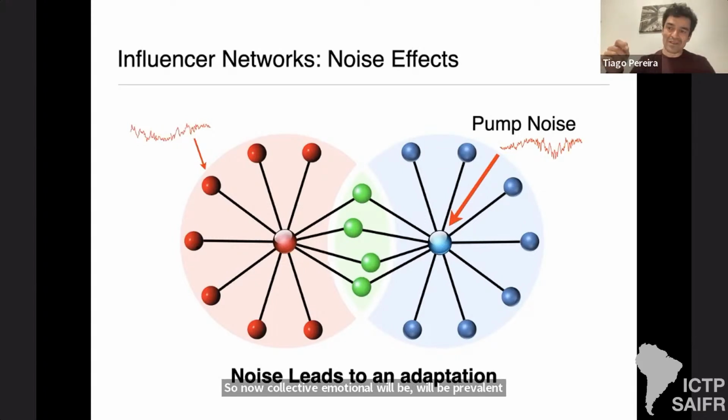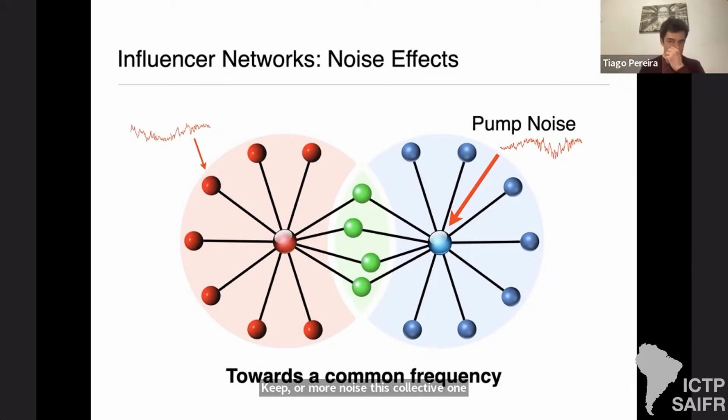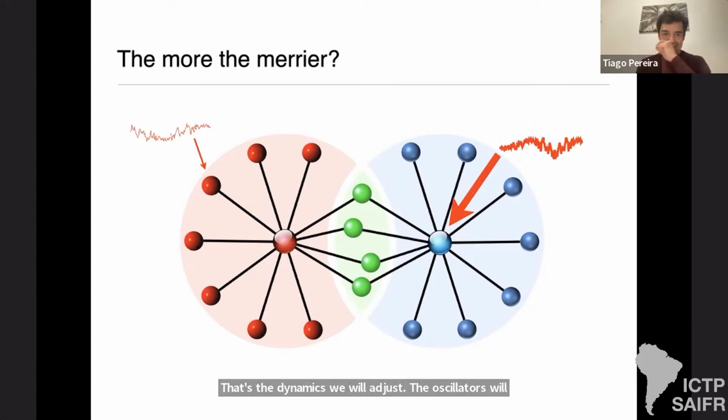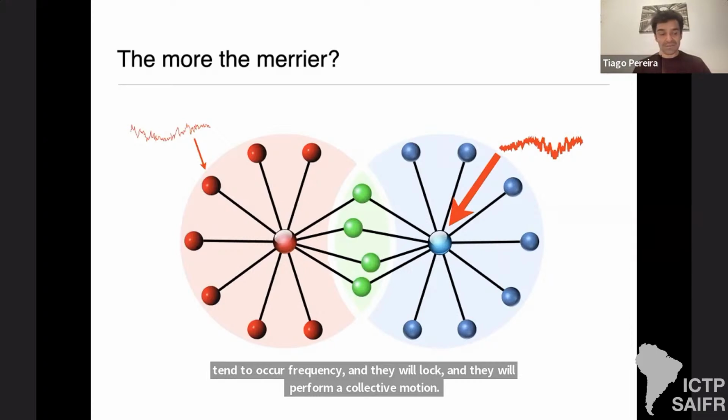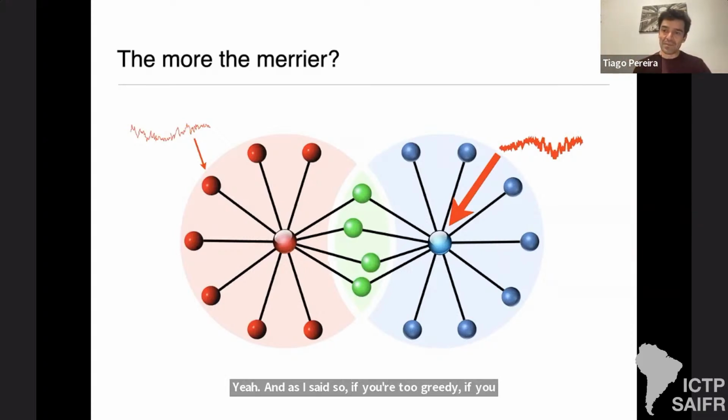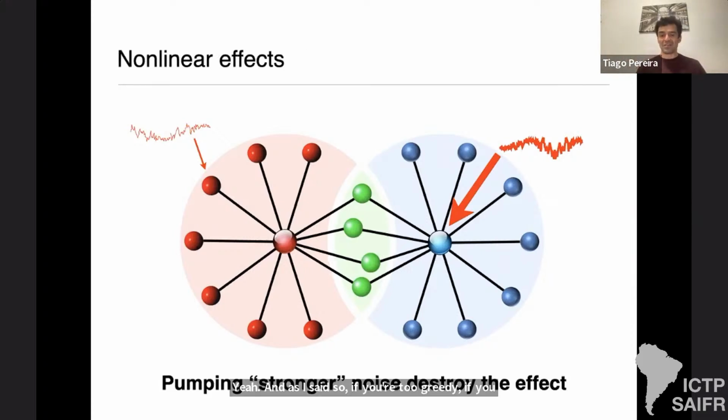Keep adding more and more noise, and this collective motion is destroyed. But when you pump in an ideal amount of noise, there will be a tendency for the dynamics to adjust. The oscillators will tend to a common frequency, lock, and perform a collective motion. And as I said, if you're too greedy and pump too much noise into the hub, then you destroy this effect. So a strong noise destroys this transition to collective dynamics.